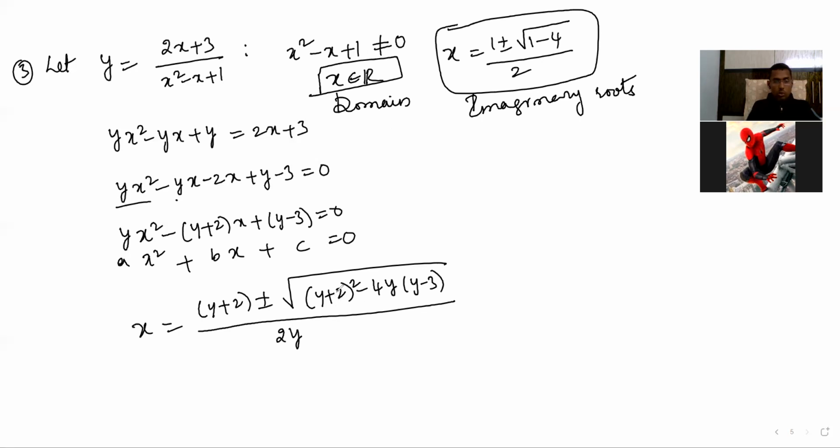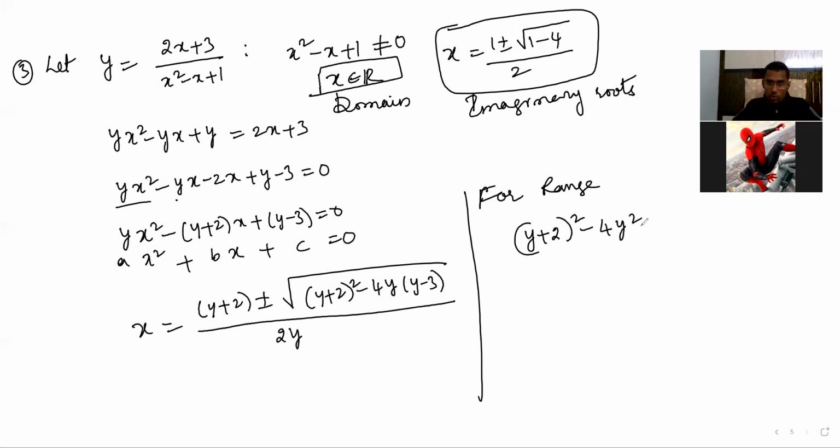So for range, what should you do? We need not simplify, we can take this one like this. Here (y plus 2) whole square minus, you take the inside, 4 minus 4y square plus 12y. This should be greater than or equal to 0. Yes or no? Whatever is there under the root should be greater than or equal to 0.